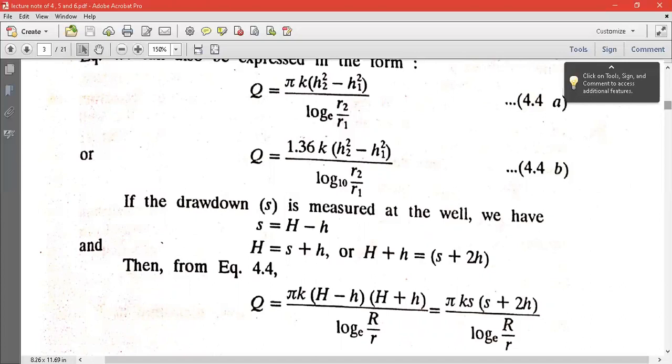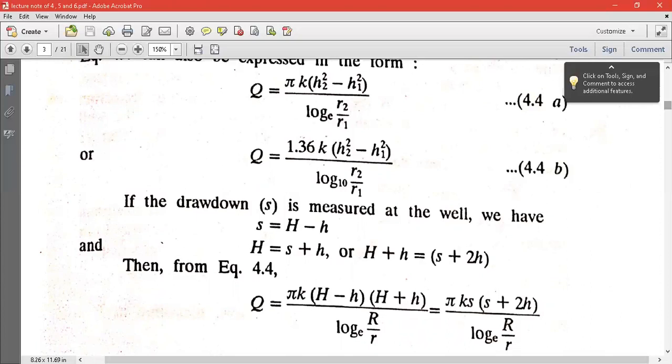Now H square minus h square is, we know, (H minus h) into (H plus h). What is capital H minus small h? That is s. So capital H minus small h is replaced by small s, that is the drawdown, and capital H plus small h will be replaced by small s plus twice h. It is nothing but some deduction from the derived simplified form, which we will ultimately use in solving the problem.